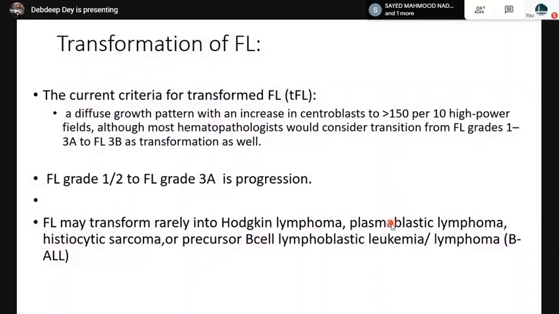Then comes transformation of follicular lymphoma. The current criteria for transformation is a diffuse growth pattern with an increase in centroblasts to more than 150 per 10 high-powered fields. Although most hematopathologists would consider transition from follicular grades 1 to 3A, transition from follicular grades 1 to 3A to 3B as transformation as well. Follicular grade 1 to 2 to follicular grade 3 is also progression. And follicular lymphoma may transform rarely into Hodgkin lymphoma, plasmablastic lymphoma, histiocytic sarcoma, or precursor B-ALL.